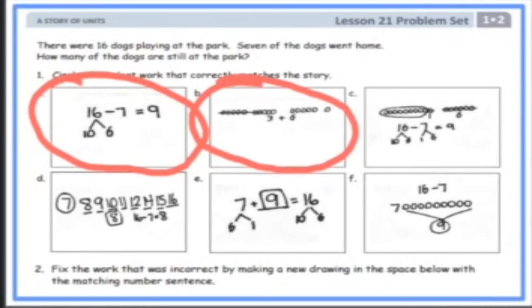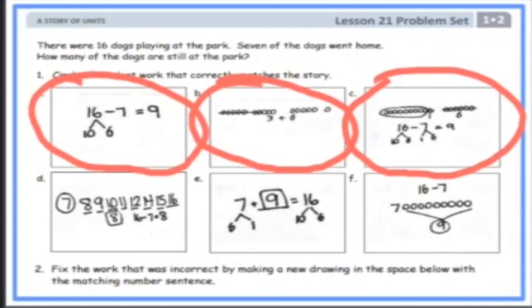Now student C, he's using the take from 10 strategy. He has 16 minus 7, and is sharing his 16 into the 10-way number bond, and 7 also. At the end, he crossed out 7 from his mat drawing, and he got 9 circles left. So the same answer. It matches the story, so student C is also correct.